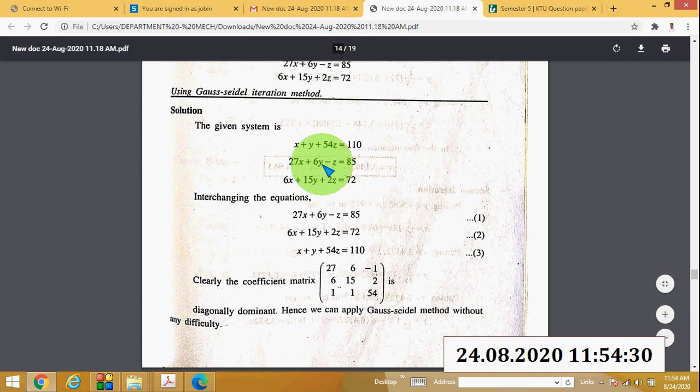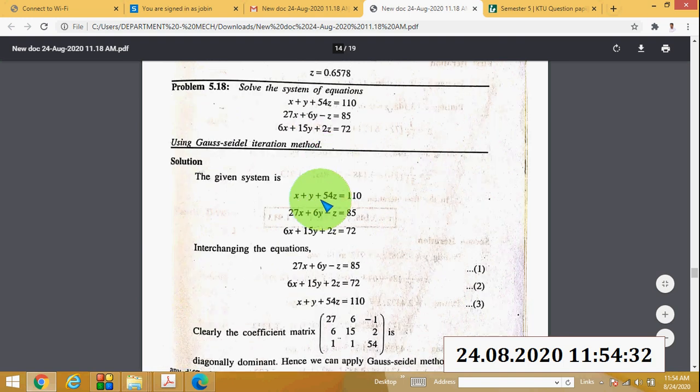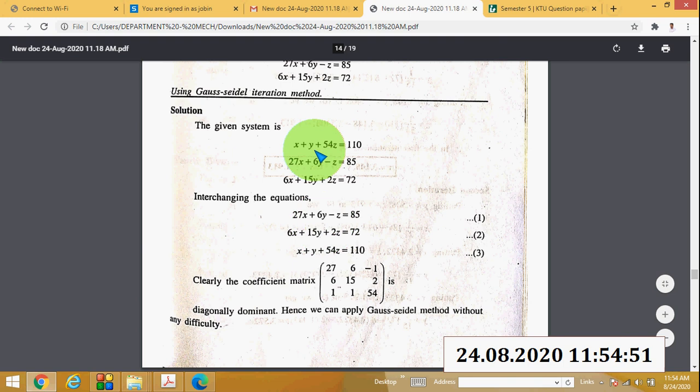Here you can see the equation: x plus y plus 54z is equal to 110, 27x plus 6y minus z is equal to 85, 6x plus 15y plus 2z is equal to 72. When you write the coefficient matrix, you can see this given system's coefficient matrix is not diagonally dominant. So what is the next step? You have to interchange the given system.